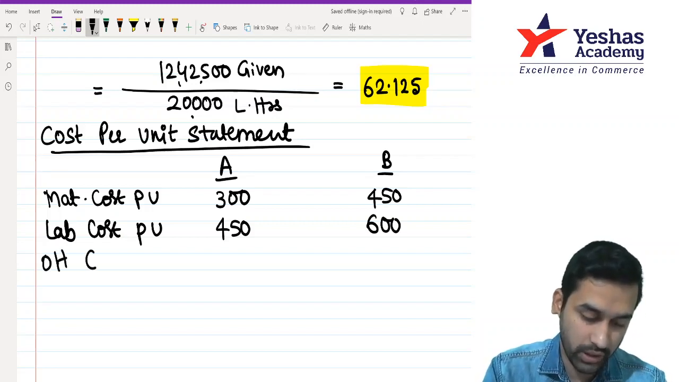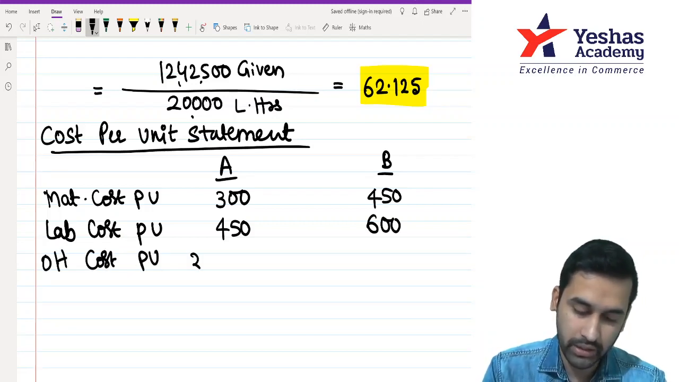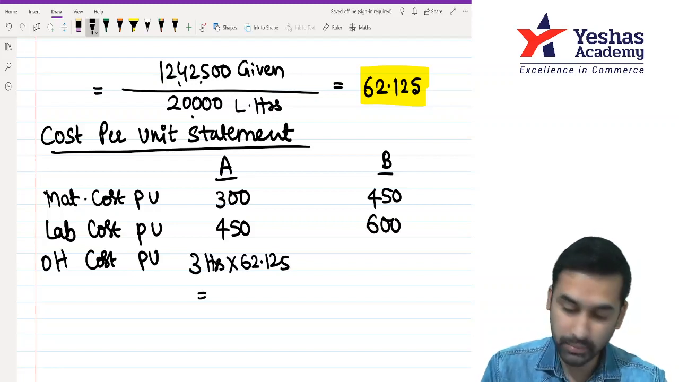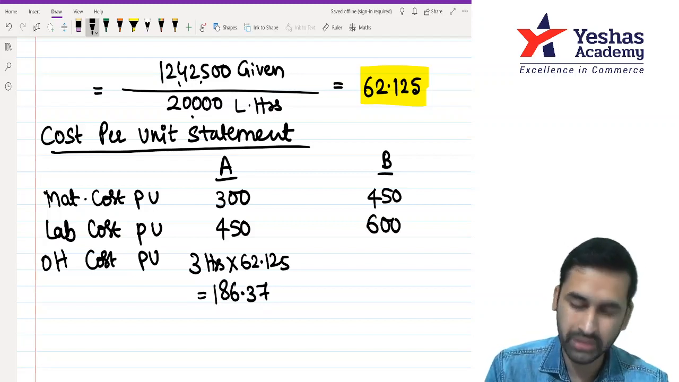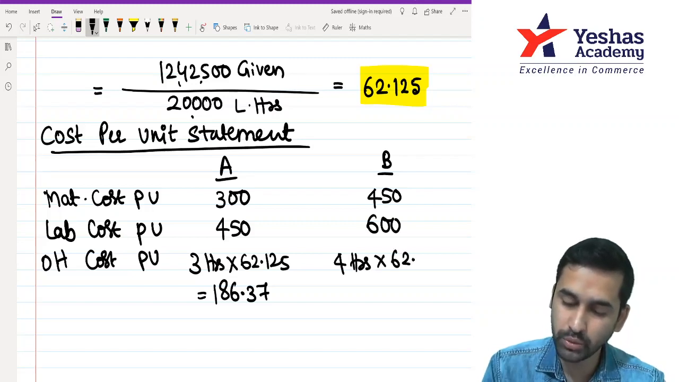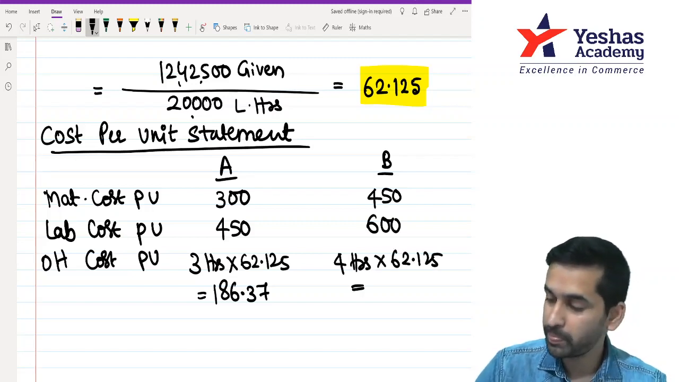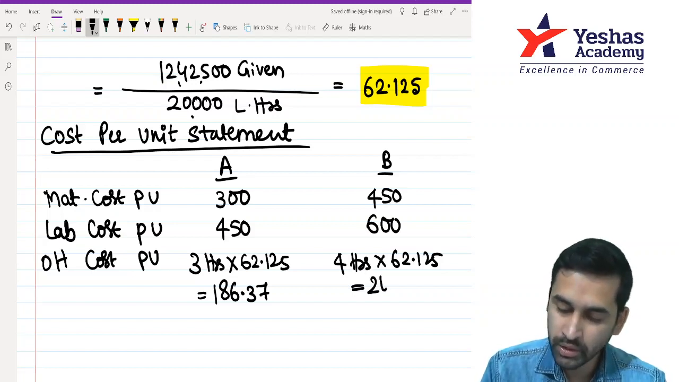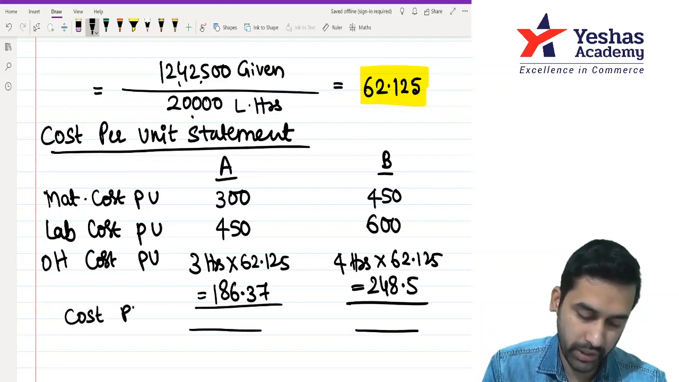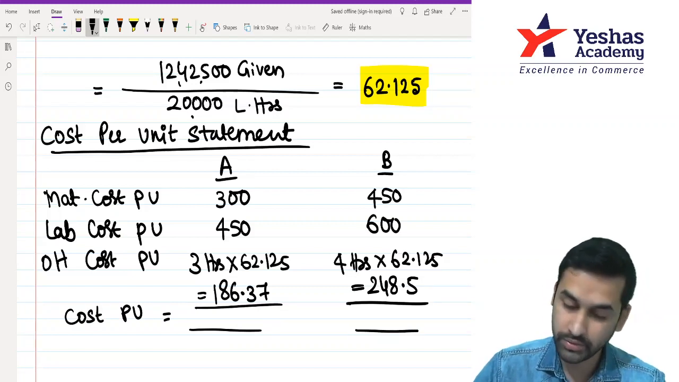Overhead cost per unit will be 3 hours into 62.125. This is why they gave that 3. That number is coming to 186.375. I am writing 186.37. For B, it is 4 hours into 62.125, which is 248.5. That's it. This is the cost per unit in total. Just add all of this.